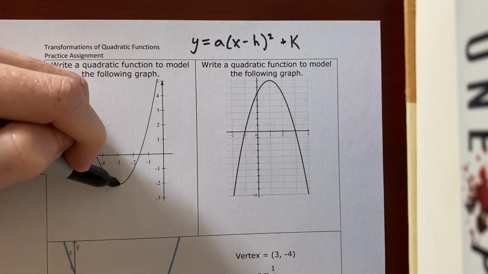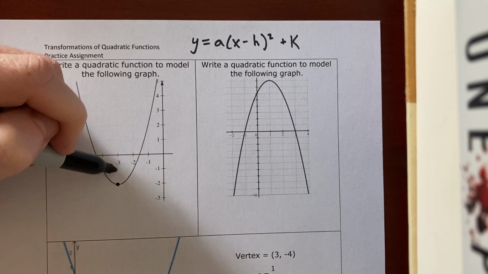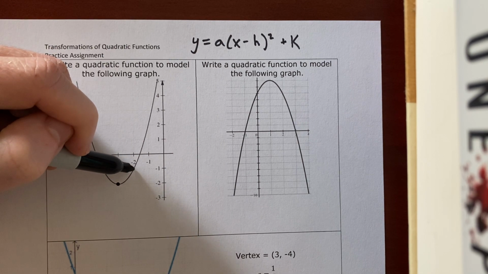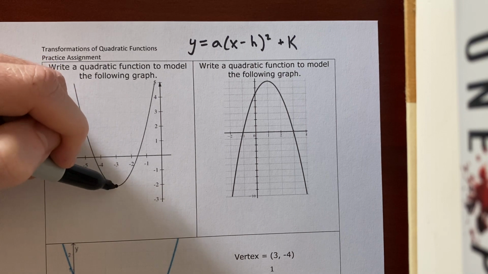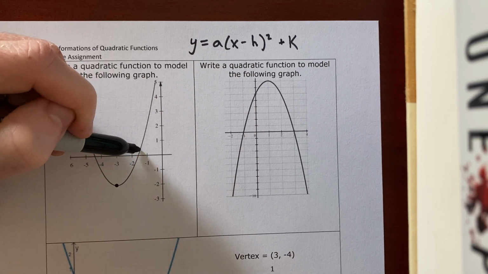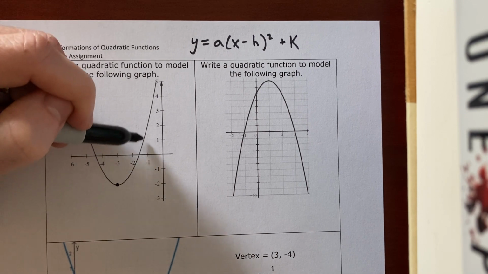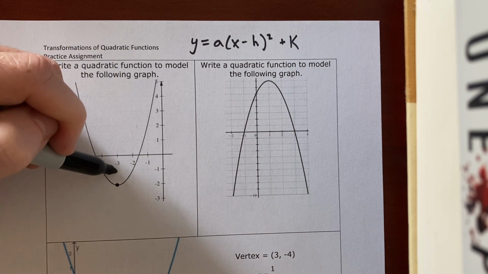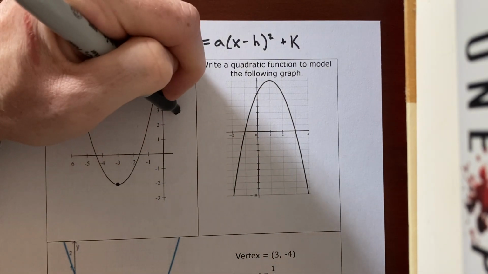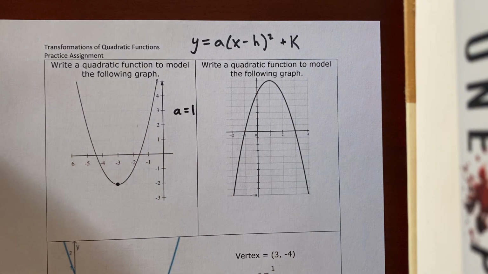So do we all agree my vertex is right here? I can go up 1 and over 1, and it looks like I hit my graph again. You only want to do that one time because it's not like a line. It's not consistent. As you can tell, it gets steeper as it goes along. So up 1 over 1. So since a is up 1 over 1, I know that a is a positive 1. So it doesn't really change.